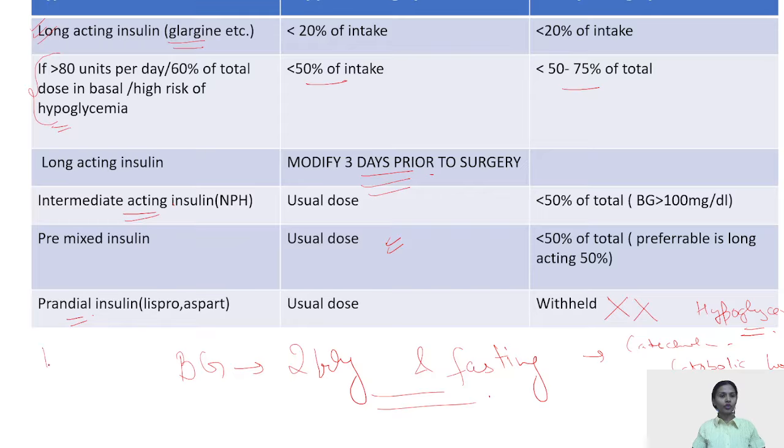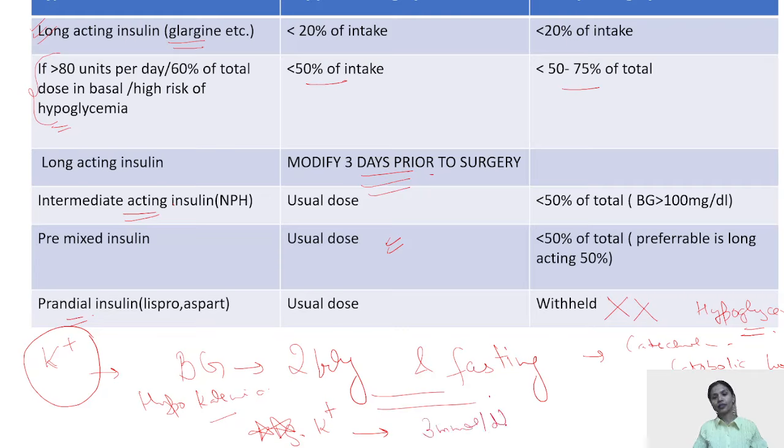And one investigation which is very important in patients who are on insulin is potassium, because insulin leads to hypokalemia. I'll tell you a star question here. What is the level of serum potassium below which no insulin is ever given to a patient? It is 3 millimoles per liter. This is the level of potassium below which insulin should never be given. First, we have to replenish the potassium, and then insulin is restarted.